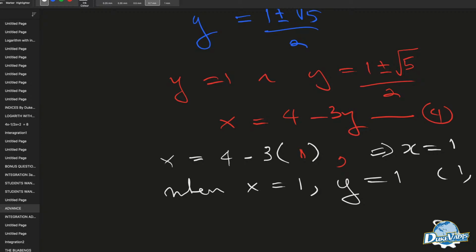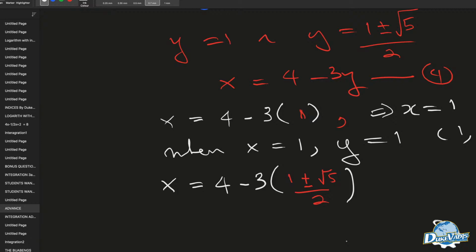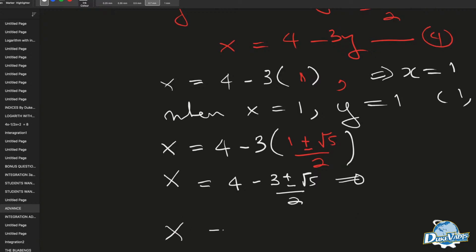Now let's put in the same thing. Now we have our x also equal to 4 minus 3 into brackets. Don't forget the equation: 1 plus or minus square root of 5 all over 2. So this is also a solution for y. So now we'll compute this. x will be equal to 4 minus 3 times (1 plus or minus square root of 5 over 2) as one solution, and x is equal to 4 minus 3 times the other.